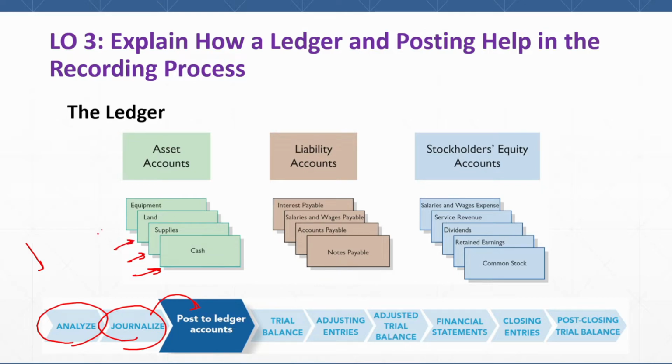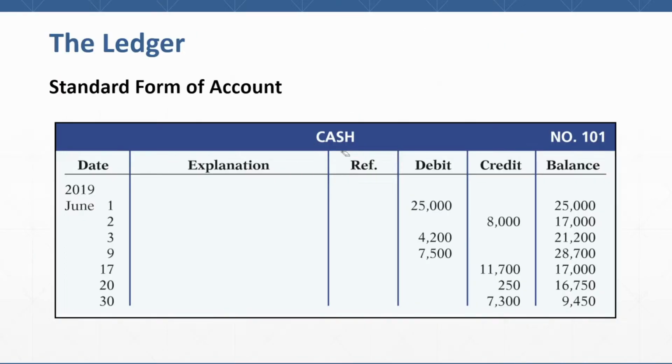Remember, in the journal, the order was time. It was a chronological book, right? But here, the order is basically account names, starting with assets and then liabilities and then equities. So this is an example of a ledger account. In this case, we are using cash as an example. Let's take a look at the format of the ledger.